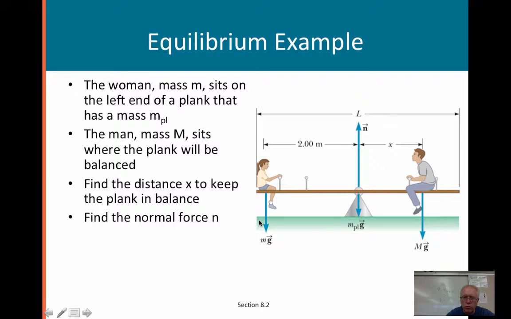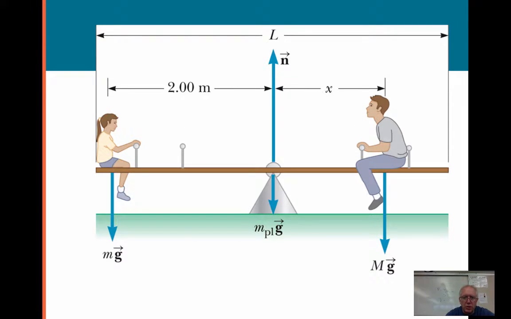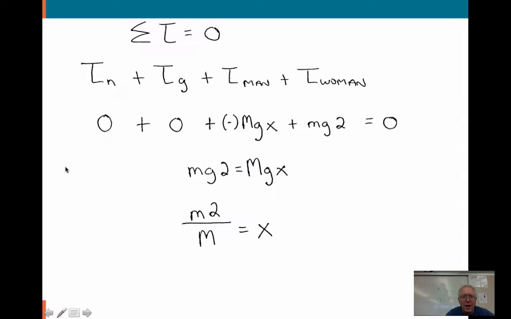All right, let's go through this problem. Here's a bigger picture to talk about what I was saying there. Here again is the normal force pushing up. We're going to look at the distance here where this person would have to be. Here is the weight of the plank pushing down, the weight of the heavier person, and the weight of the lighter person.